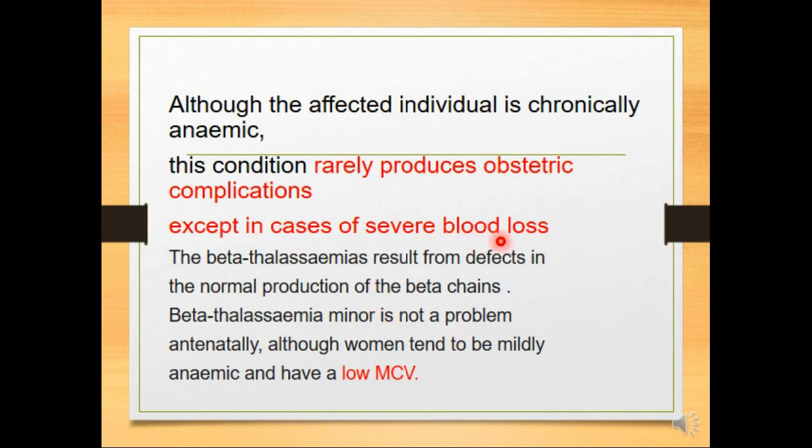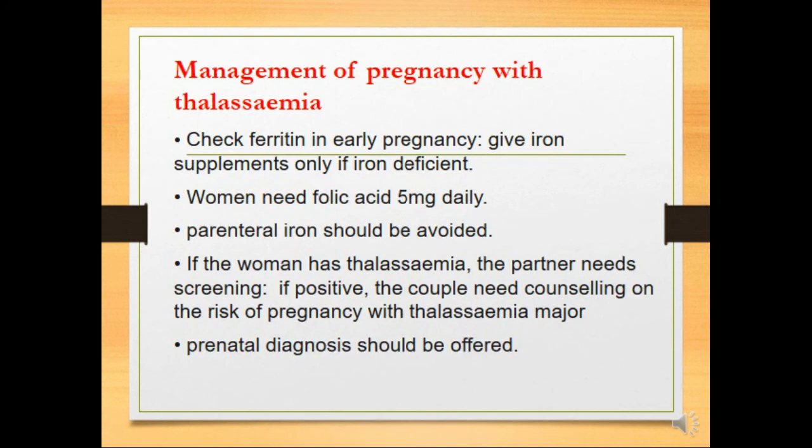So beta thalassemia results from a defect in normal production of the beta chain. Beta thalassemia minor is not a problem antenatally, although women tend to have mild anemia and low MCV. A pregnant woman with thalassemia is managed as follows: check ferritin in early pregnancy, and then give iron supplement only if iron deficient.